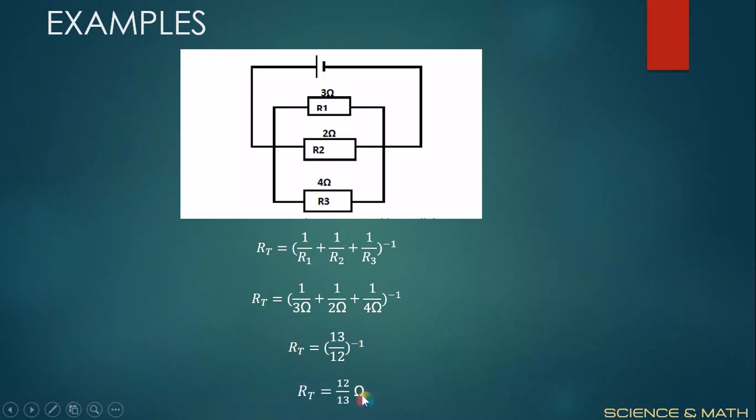Now 12 over 13, if you divide that, you're supposed to get RT is equal to 0.9230769 ohms. You can round that to one decimal place so that you get the total resistance of this circuit to be 0.9 ohms. So that's how you can calculate the total resistance of resistors that are connected in parallel to each other in a circuit. I think we should do a second example.